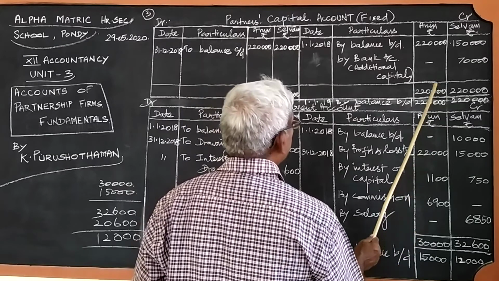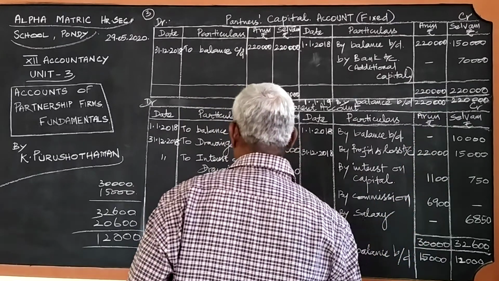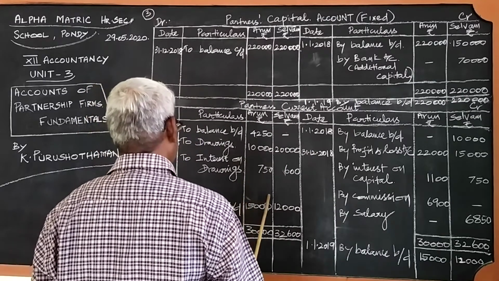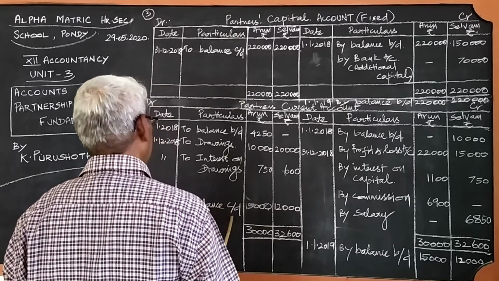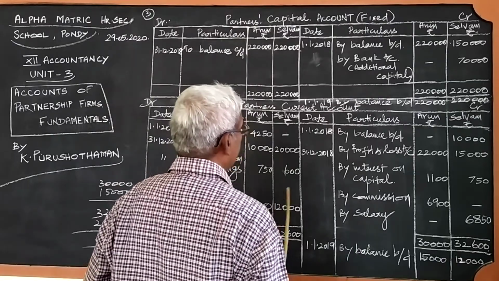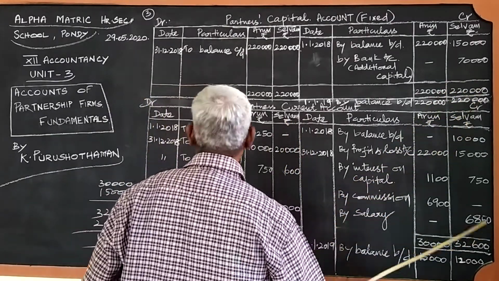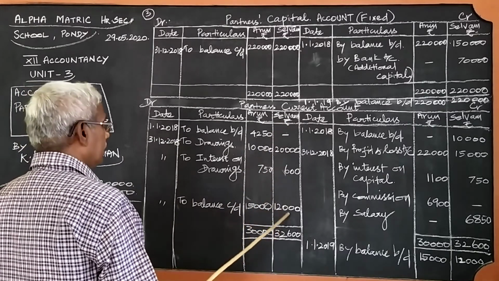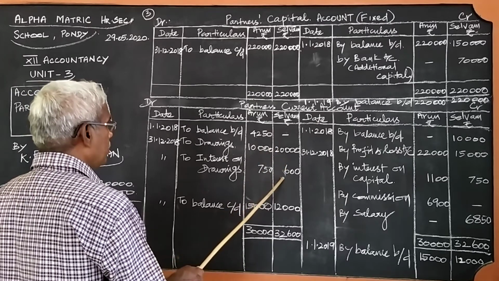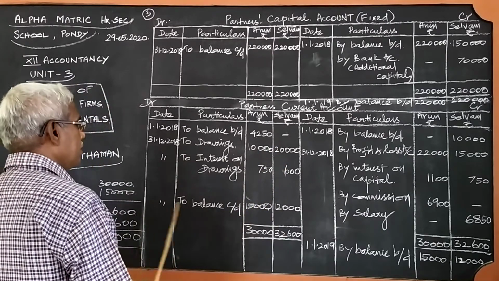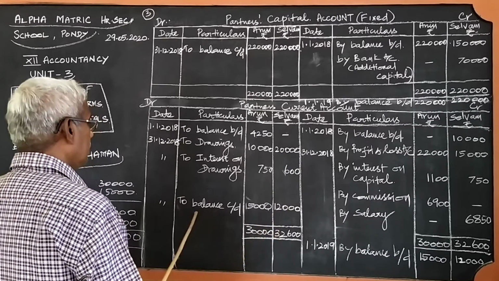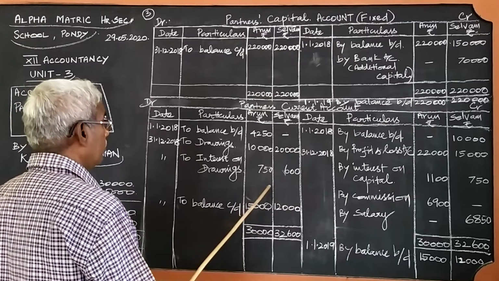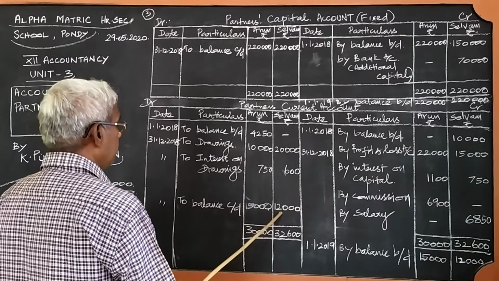For Arun, the credit total is 30,000, whereas the debit total is only 15,000. Now what is the balancing figure? 15,000 is the balancing figure. Therefore we are writing to balance carried down 15,000. In the case of Selvam, the credit side total is 32,600 and the debit side total is 20,600 only, and the balancing figure is 12,000, which I have written here. So both the balances are appearing on the debit side at the end of the year. Therefore, to balance carried down for Arun 15,000, Selvam 12,000.